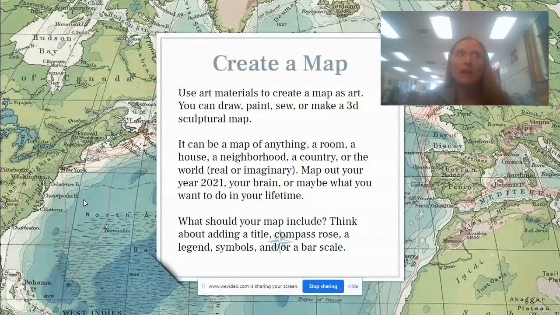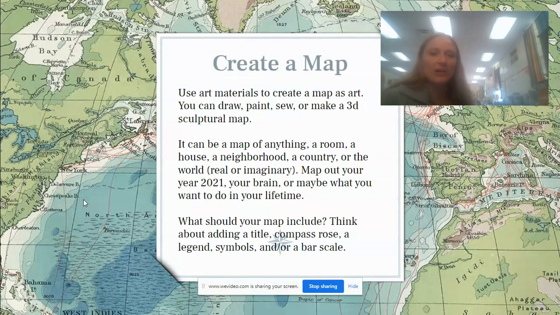You can also map out your year. Like, where do you see yourself going this year? You can map out your brain, or maybe something that you want to do in your lifetime. Like, what do you see as you grow up? Where you're going to travel? What are you going to do? What are you going to make a career of, or go to college, or have kids? Oh my gosh! Or how far into the future do you see your life?